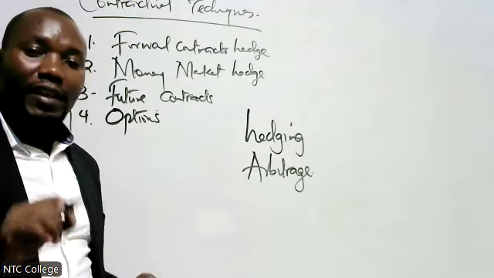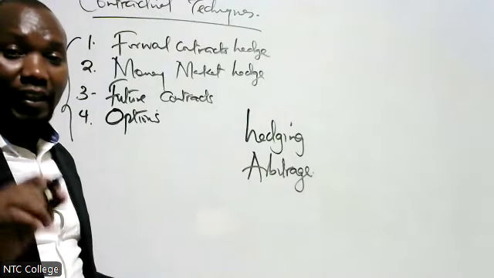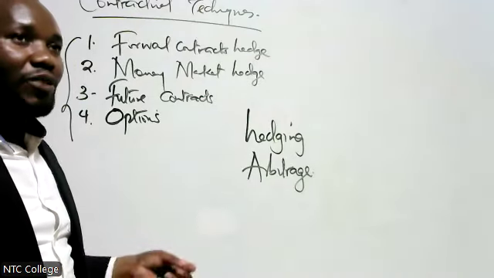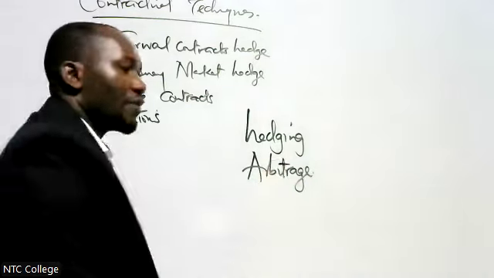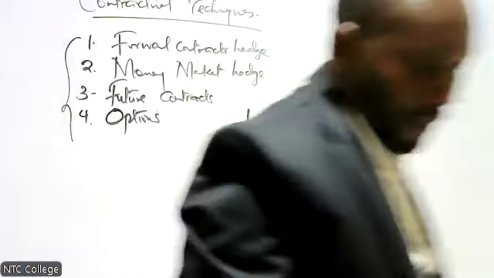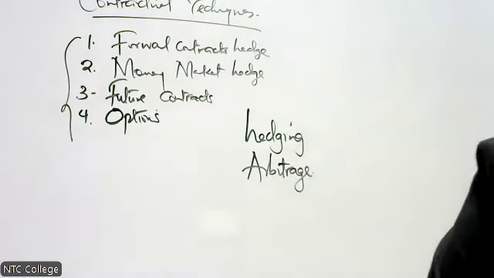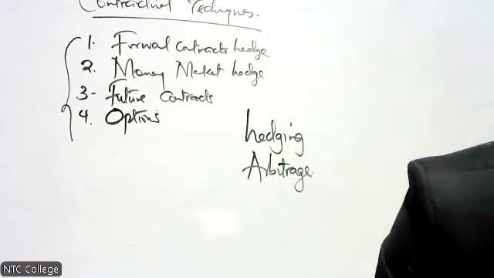Hedging is about escaping, reducing or avoiding risk. You are not expecting to gain. But in arbitrage, you are taking advantage of the situation to benefit you. Are we together? Now let's look at the definition of a forward contract. Let's define a forward contract.